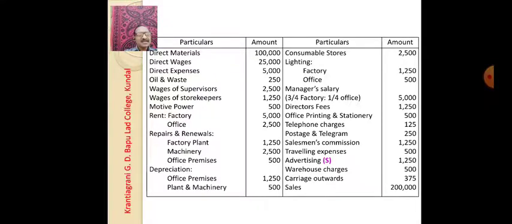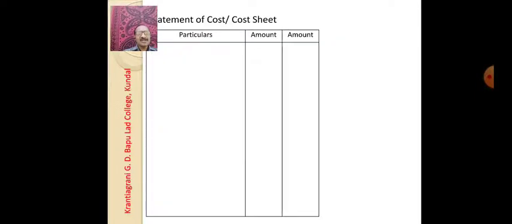Advertising, selling and distribution overheads; warehouse charges, selling and distribution overheads; and carriage outwards goes to selling and distribution overheads, abbreviated as S. Sales is a part of the problem, so it is not included in any other overheads. Now prepare the statement of cost. It includes particulars, amount and amount columns.